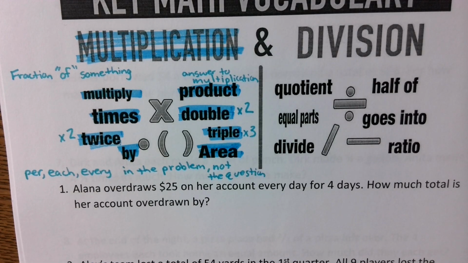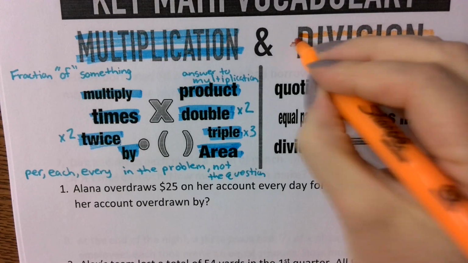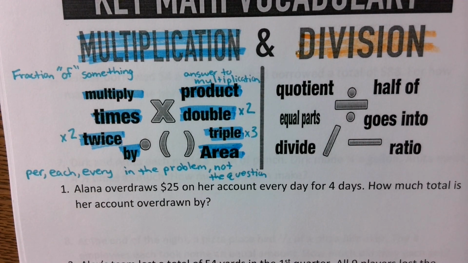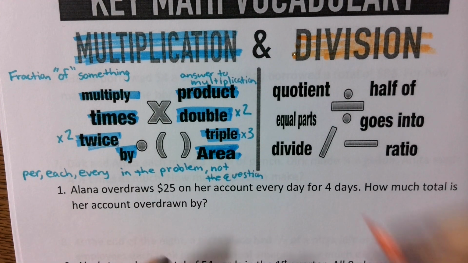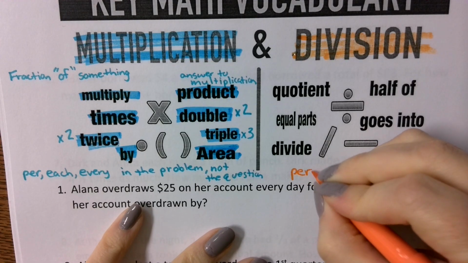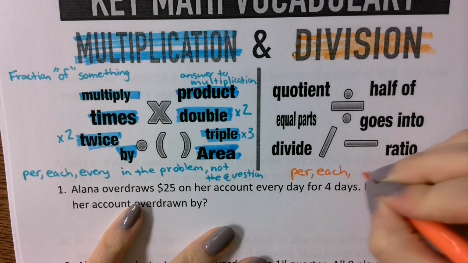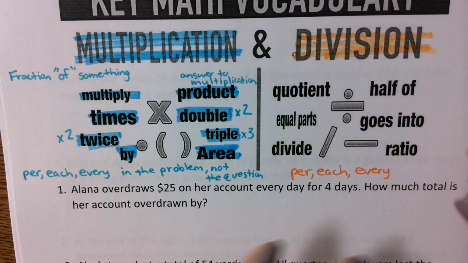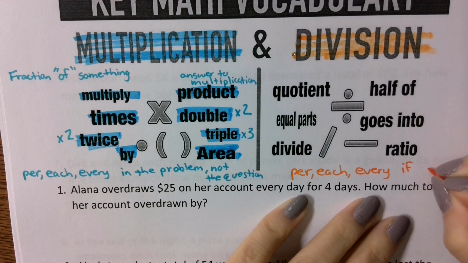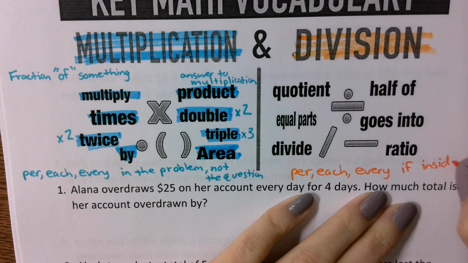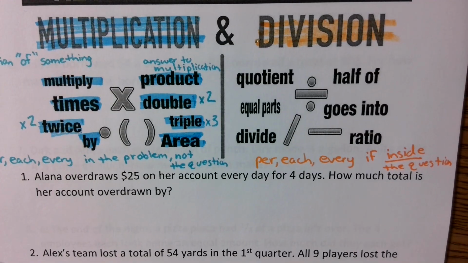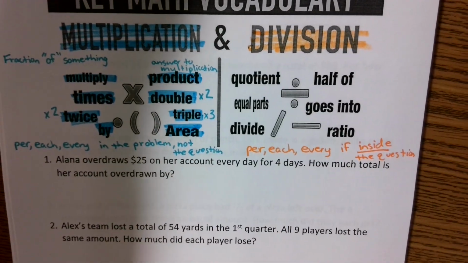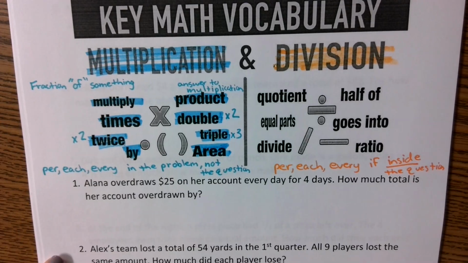So let's look over at division. Okay, with division, again, like I said, per, each, or every, but this time it's going to be inside of the question. Per, each, or every if it is inside the question. Okay, when you see the terms per, each, or every inside of the actual question being asked, then that's a division problem.